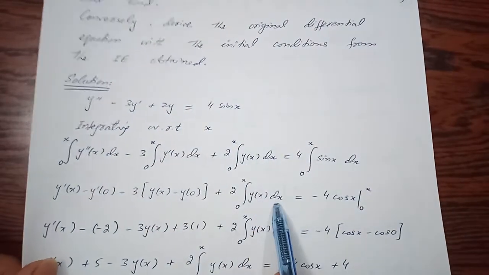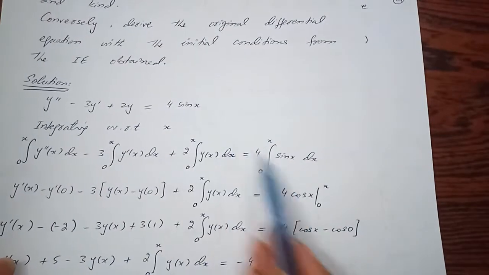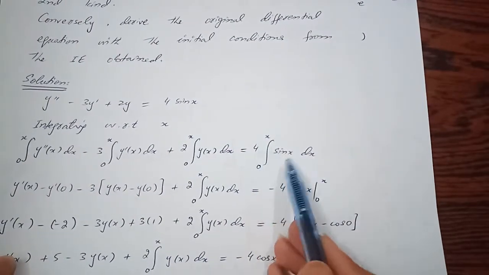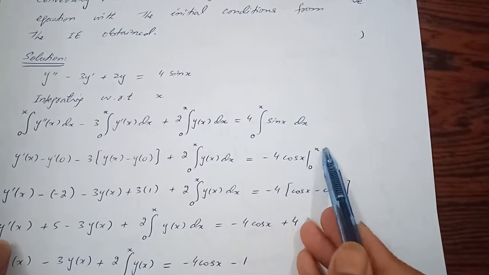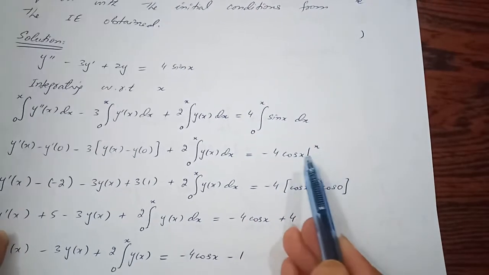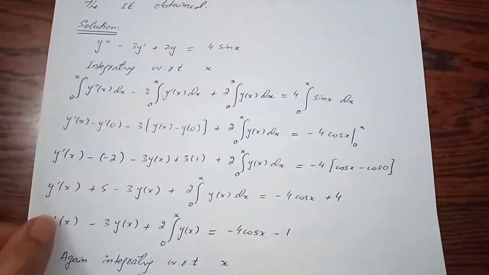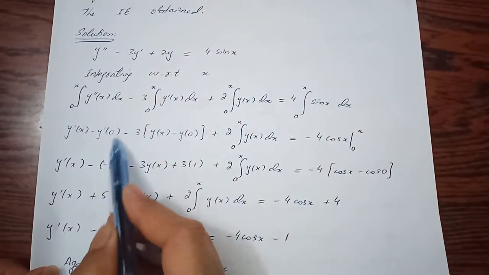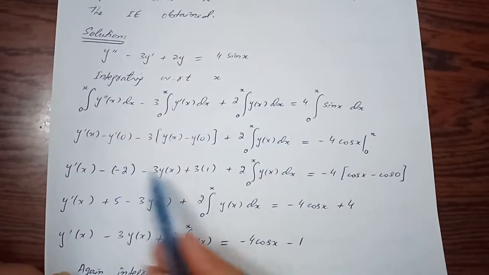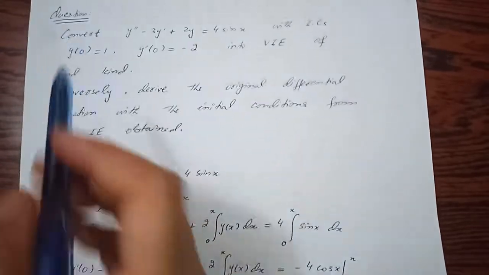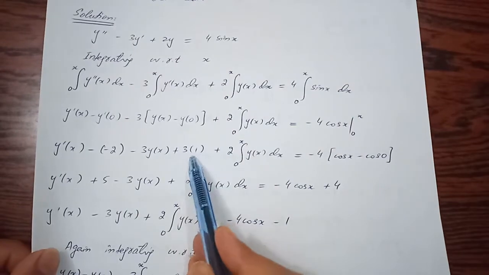equals to integration of 4 integral 0 to x sine of x. So sine of x has integration cos of x, and I have not used the upper and lower limit right now. I will use it in the next step. Now we know that y prime of 0 is already given in the question, that is negative 2. So plug in the value here. We know the value of y of 0 given in the question, so plug in its value here.